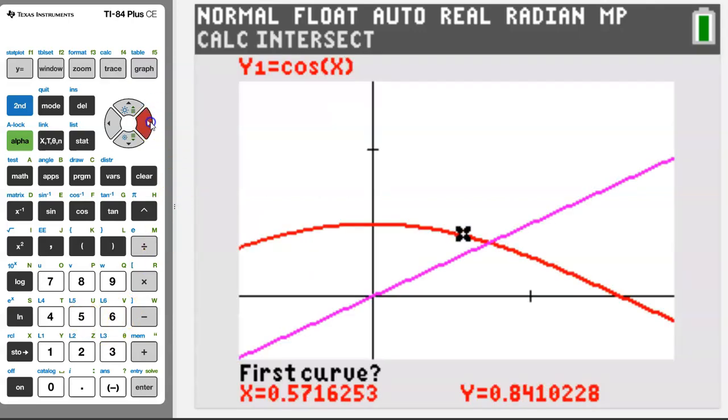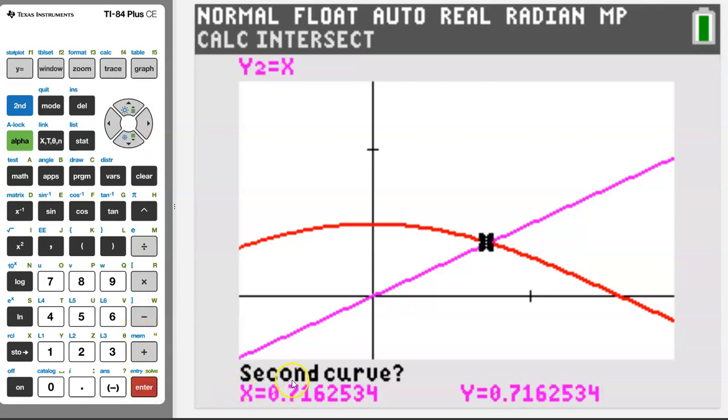Move the pointer close to the point of intersection and hit enter. When it says second curve, hit enter again. When it says guess, hit enter a third time. So the intersection is 0.739. Before we even write that down, I would like to store this into a letter on my calculator.